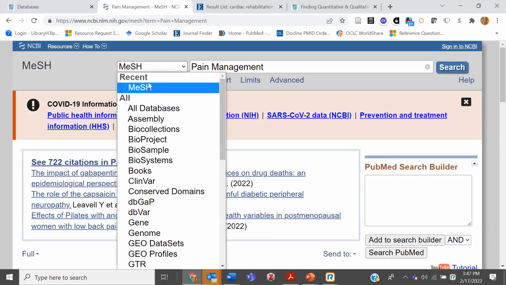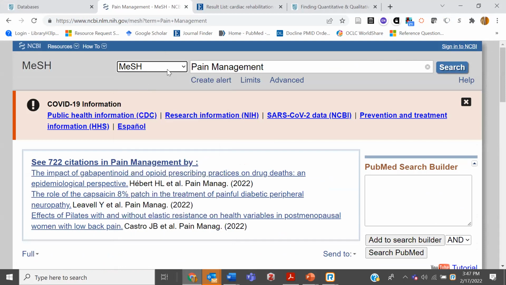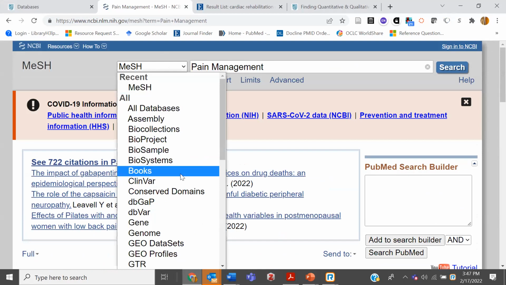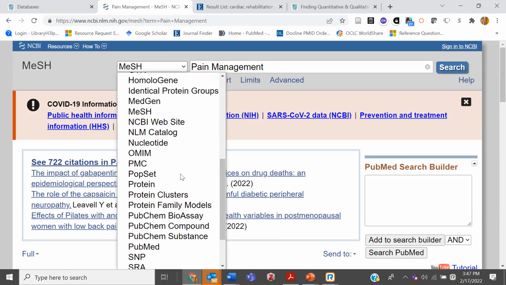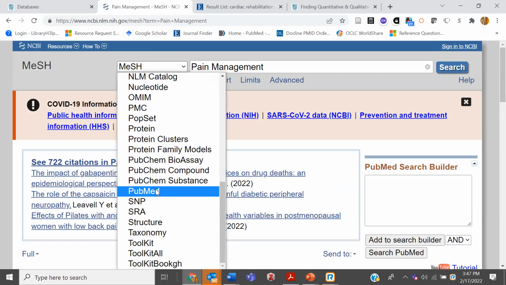When you're in PubMed, you can also select MeSH from this drop-down heading up here, and then you can search the list of terms. So again, this is searching the list of their index terms, the terms that they use for indexing, not searching articles at this point, because we're looking in MeSH, we're not looking in PubMed. So if I were to search PubMed to get articles, I would choose this one.